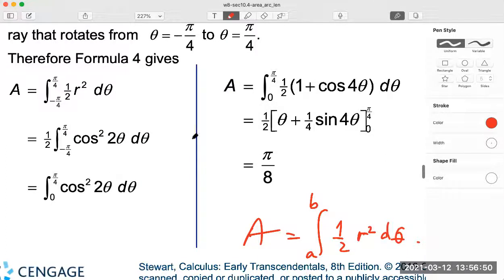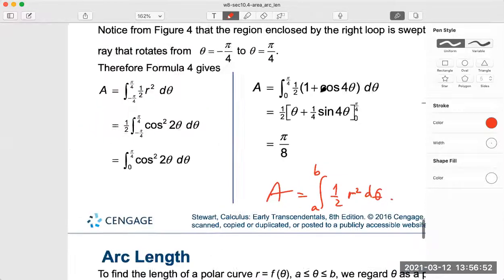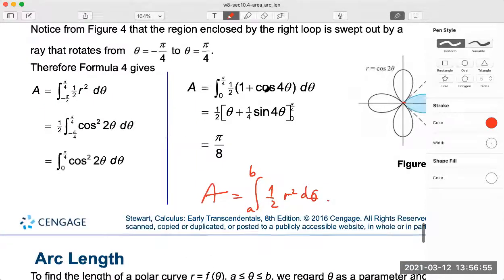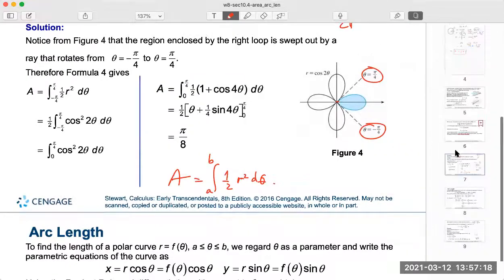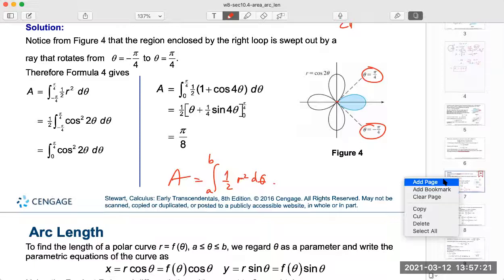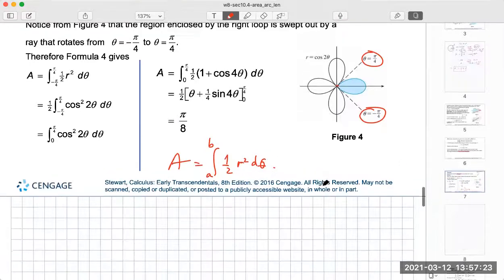Okay. Then we use the half angle formula. We have this term, and the antiderivative of this function is this, and we evaluate the limits here. And finally, we find the area is pi over 8. That is the idea. Okay. The first example. Now, the technique is clear, right? Or do you have any question?